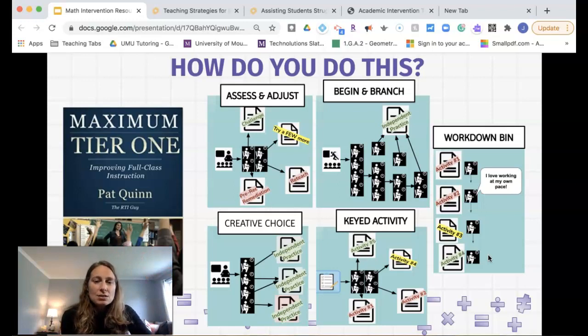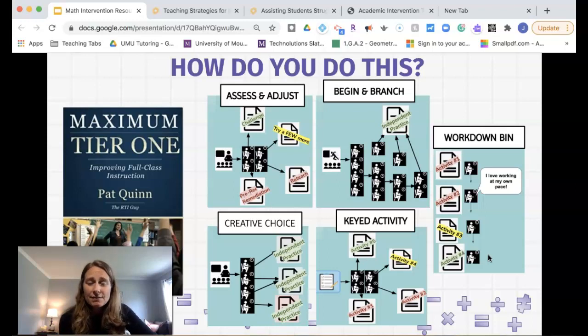The next one is creative choice. And that's really not surprising. It's just that your assessment strategy is really based on universal design for learning, and you allow students some flexibility in how they choose to do their work. Is it an oral presentation where they give you their answers? Are they working through them with a partner? Are they writing on a piece of paper by themselves?